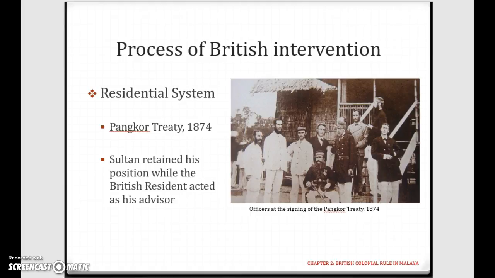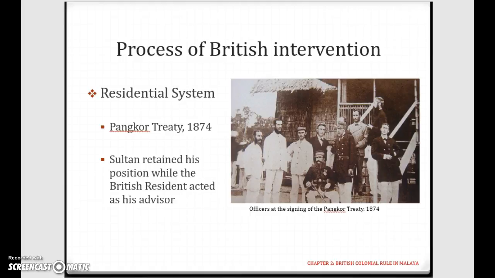And also for the Sultan, when they agreed to sign this Pangkor Treaty, one of the things they lost is their political power, and basically they now collect sort of like a salary. They collect an income from the British rather than deciding how much they get to earn every month. Now they are suddenly sort of like an employee of the British instead. So that's why the system is not very clear.